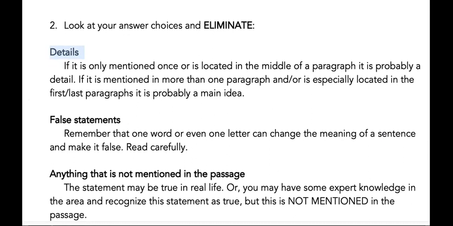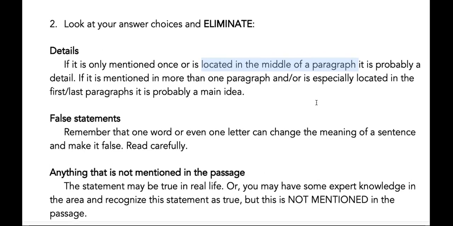But for right now, you can think of a detail as something that maybe is mentioned once. Maybe it's, I wrote here, located in the middle of the paragraph, or it's just a one-time mention. If it's mentioned in more than one paragraph, or especially, and we're going to do some skim practice in a moment, if it's mentioned in the first paragraph or the last paragraph, in the first sentence of a paragraph, that's encapsulating the main idea of that paragraph, right? But if it's mentioning something very specific, like a detail thing that was mentioned one time, that's how you know, okay, this is probably a detail and not a main idea. It might be true, but you would have to eliminate it, right? Because we just want to focus on big picture main ideas.